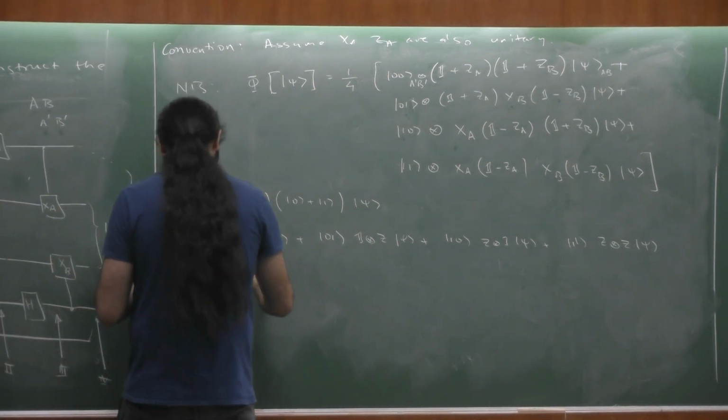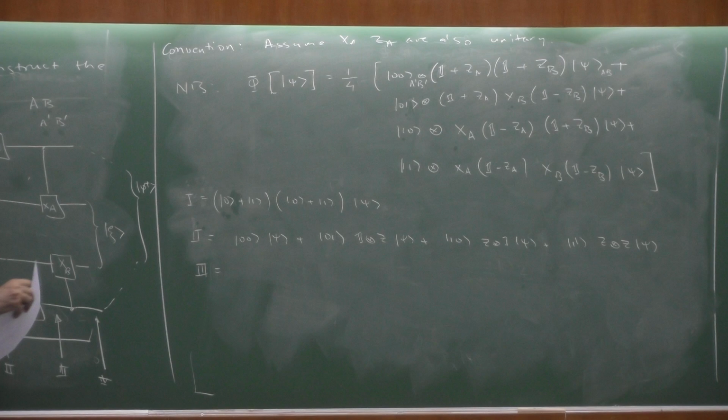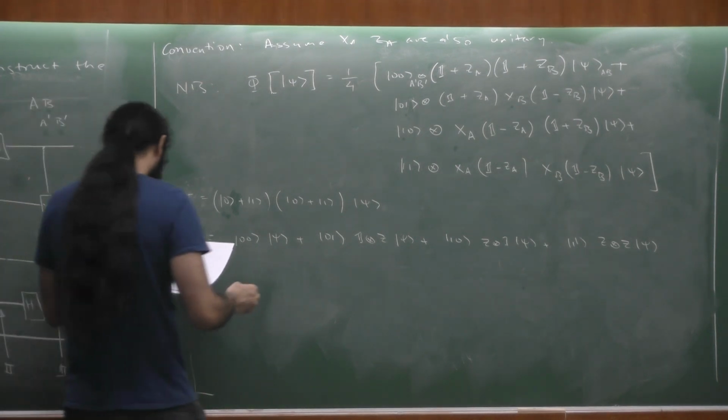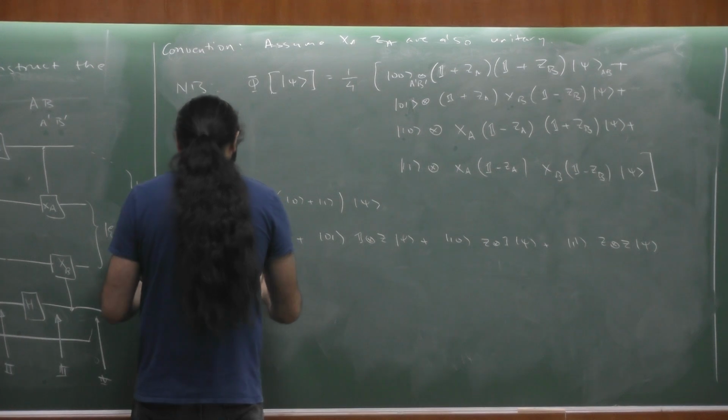For the third step, what do we have to do now? We just have to add a Hadamard, right? So this part is going to be a bit tedious, but let me write it out, okay? I'll write down the first two or three.